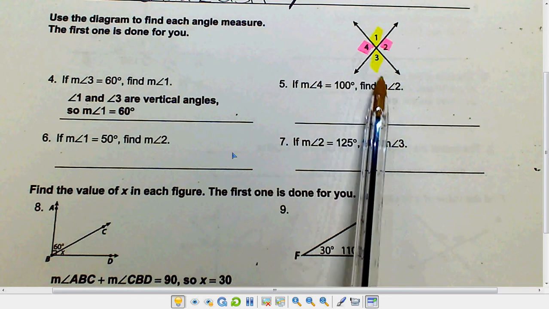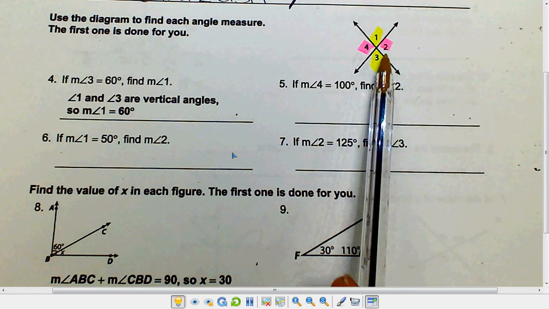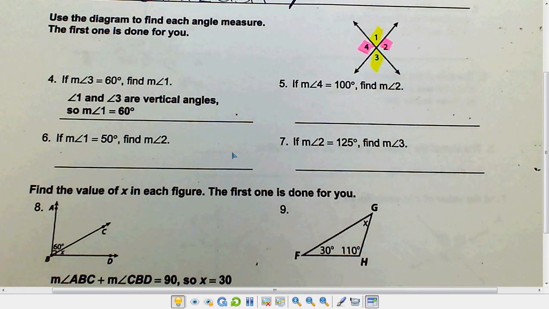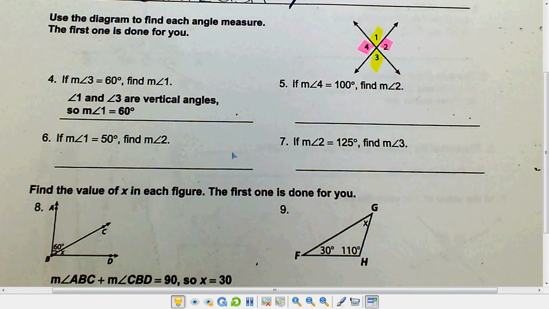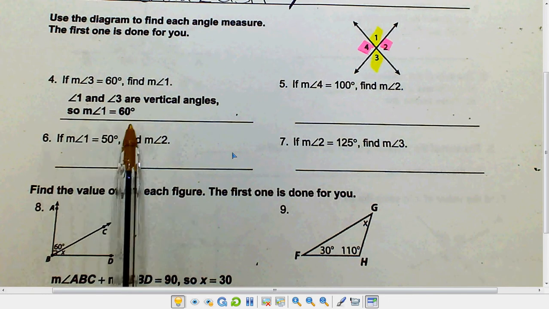Well, gosh, it's already highlighted, huh? Since you see that that 1 is opposite of the 3, then you know that they have to be exactly the same amount of degrees. So therefore, since they're vertical and vertical angles are opposite and congruent, the measure of angle 1 is also 60 degrees.